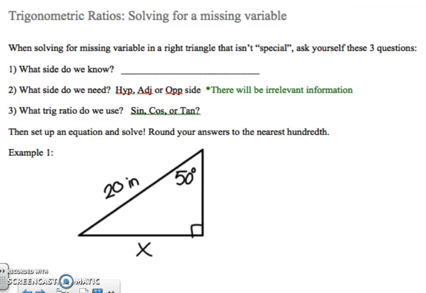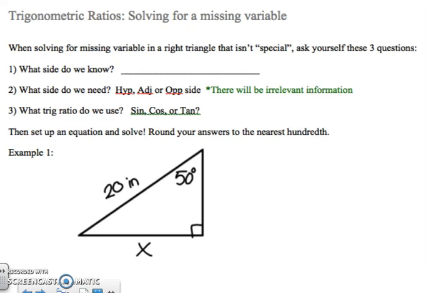All right, mathematicians, now that you know how to use trig ratios, now we're going to use them to solve for a missing side or a missing angle. So when solving for a missing variable in a right triangle that isn't special, ask yourself these three questions. What side do we know? What side do we need? What trig ratio do we use?